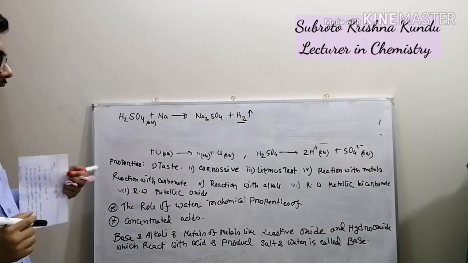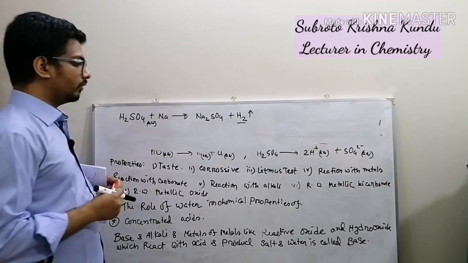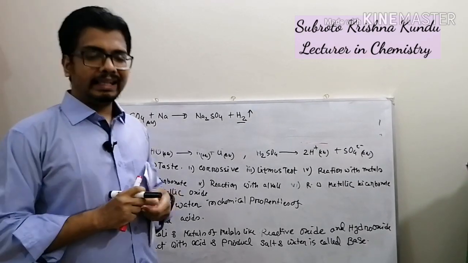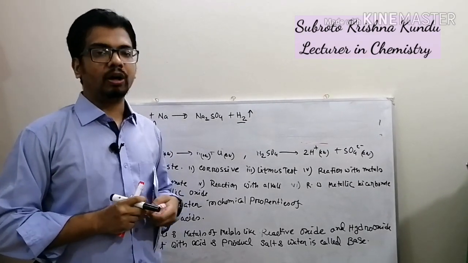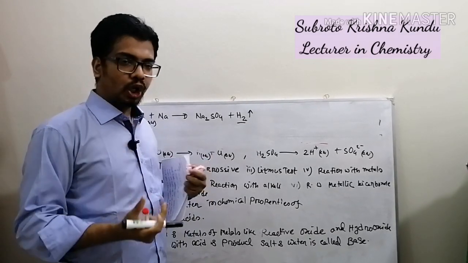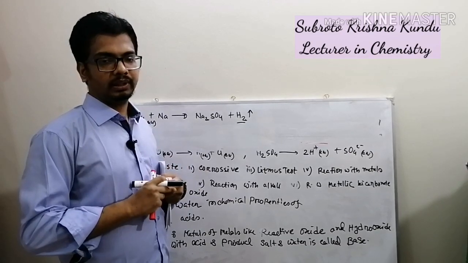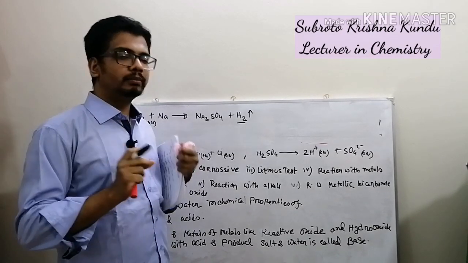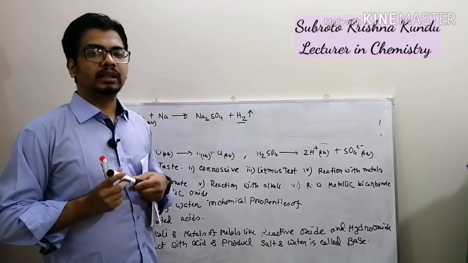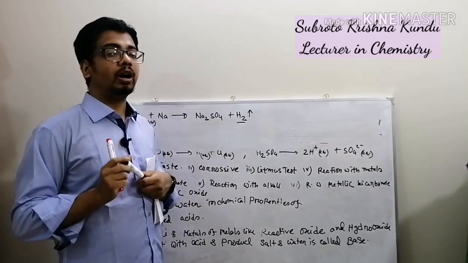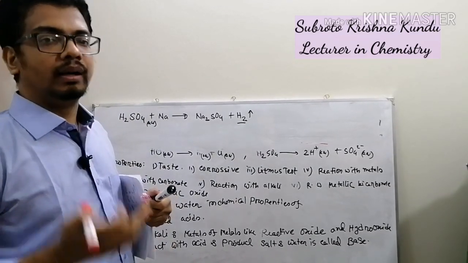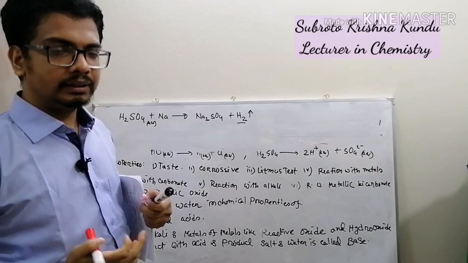Okay, now the next property of acid is reaction with carbonate. When acid reacts with carbonate or bicarbonate salt, it will produce carbon dioxide, salt and water. Okay, we have to memorize it. When acid reacts with carbonate or bicarbonate, it will produce carbon dioxide, water and salt.